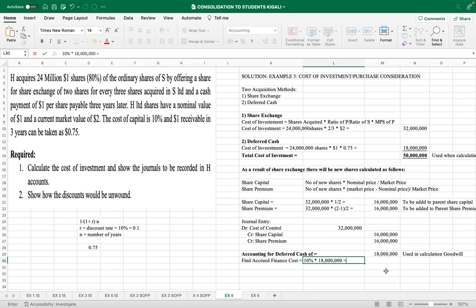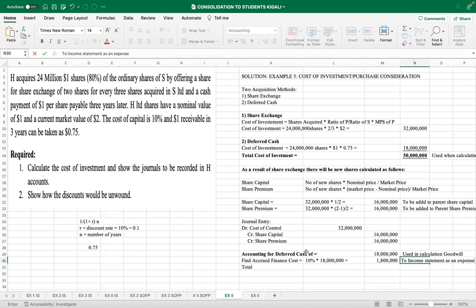So that will give us 10% times 18 million, which gives us 1.8 million. So this 1.8 million goes to the income statement as an expense.